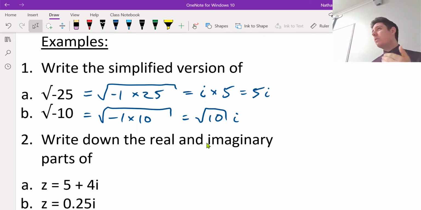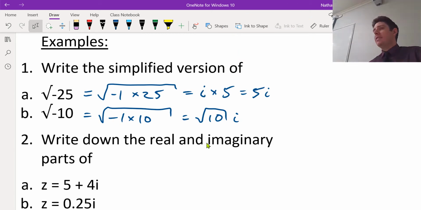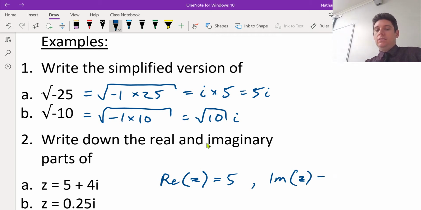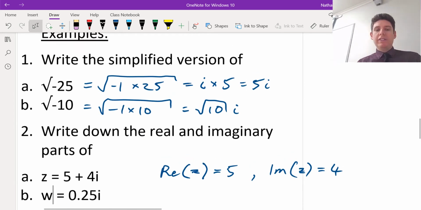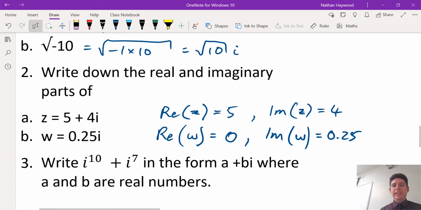Okay, so now hopefully you were listening before. Try this one. Write down the real and imaginary parts of these two. So we often call a complex number z. So the real part of the first z, or Re standing for real, is what? The imaginary part of the first z, 4. Okay, so you just write the coefficient of i. I'm just going to change this to a w. I apologize if you've already written it down. The real part of w is 0. The imaginary part of w is 0.25.